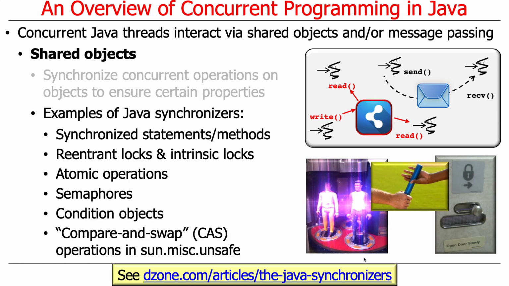Here are some examples of Java synchronizers. So we have synchronized methods and statements. You may have seen these if you've done much concurrent programming in Java. Reentrant locks, atomic operations, semaphores, condition objects, and at the very low level, the so-called compare and swap operations, which are things that are typically baked into the hardware on the instruction set of the processor and are at the heart of all the things that take place in Java. We're not going to spend much time talking about any of these things. That'll be in the spring. You'll learn more than you ever wanted to know about synchronizers if you come to the spring class.